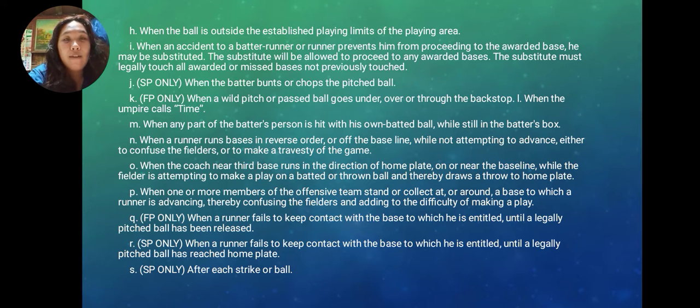Letter K, FP only, when a wild pitch or passed ball goes under, over, or through the backstop. L, when the umpire calls time. M, when any part of the batter's person is hit with his own batted ball while still in the batter's box. N, when a runner runs bases in reverse order or off the baseline while not attempting to advance, to confuse the fielders or make a travesty of the game.